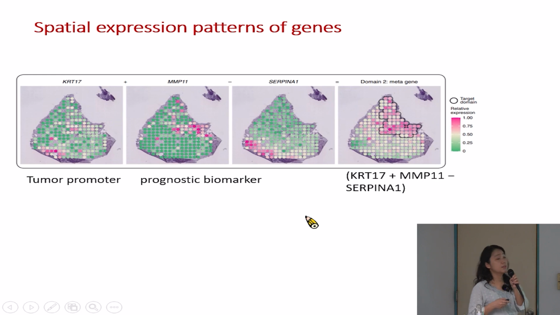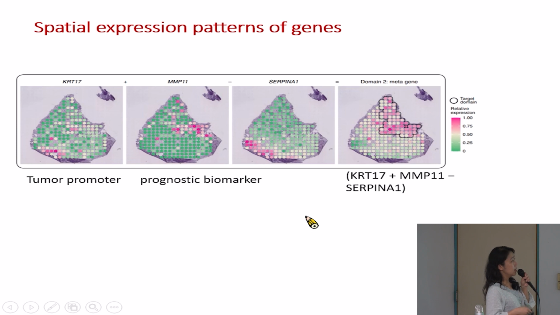Further, they want to observe what is the gene expression profiling of the spatial expression. Then they observe the KRT17, which is a tumor promoter, and the MMP11, a prognostic biomarker. And we can see that this gene expression was shown in different expression levels. The red color shows the higher expression level, and the green color shows the low expression.